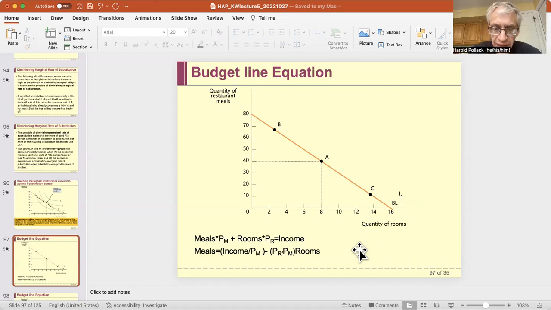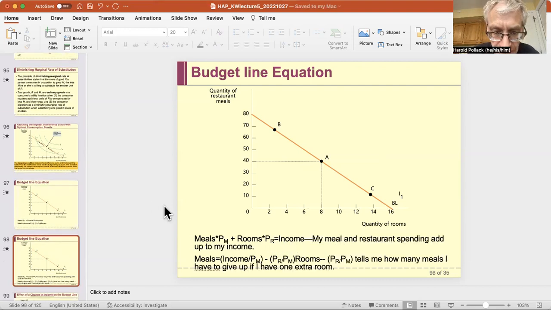And the idea is if I consume one more room, it's going to cost me the price of a room times 1. How many meals is that going to cost me? It's the dollars that I've just spent on the rooms, but then I've also got to divide by the price of the meals to figure out how that converts into meals. And that's what this slope gives me. And the book, I think, does a nice job of explaining all this. So this fraction here is exactly how many meals I have to give up to get one extra room, the ratio of the prices.